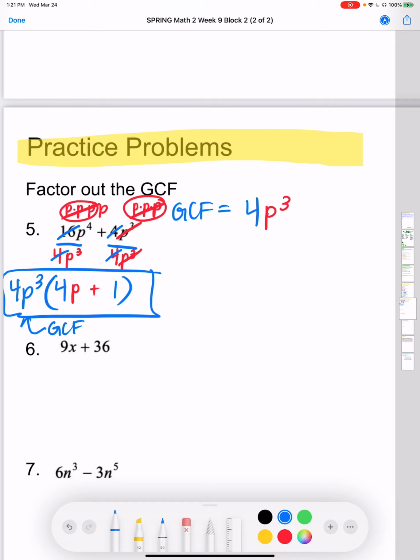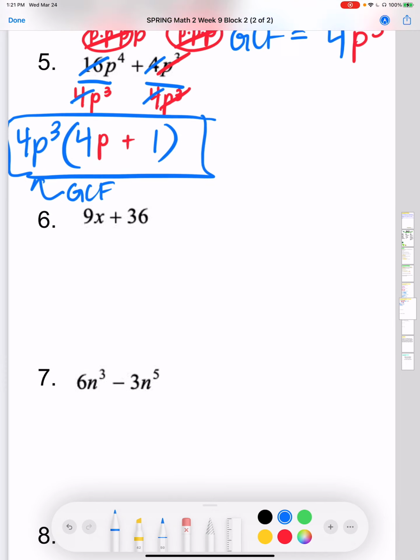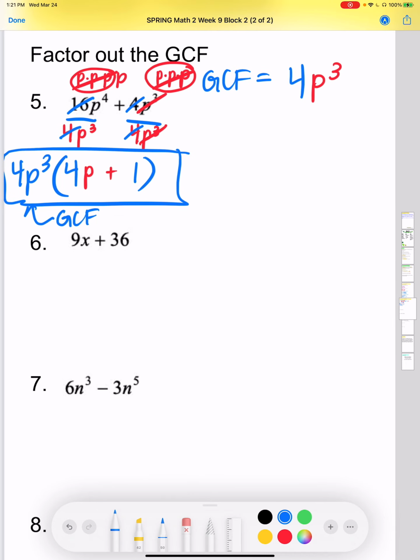We're going to do that again with number 6. So for number 6, you have 9x plus 36. So again, let's think of a GCF. Now this time, I have an x here, but I don't have any x's there. That means I can't factor any x's out. You need to have them in both terms. It needs to be a greatest common factor for each. So I'm not going to factor out a variable. I'm just going to factor out a number. In this case, I'm factoring out the number 9.